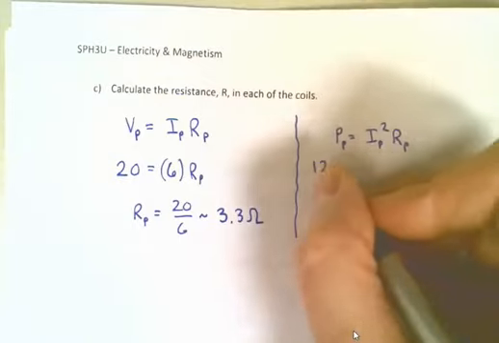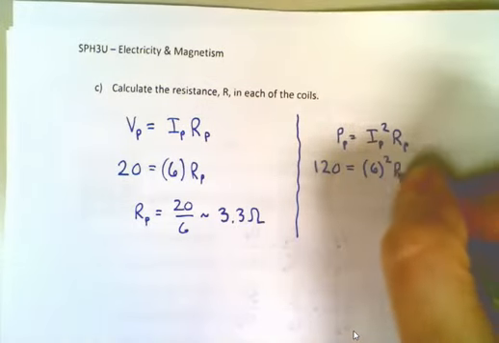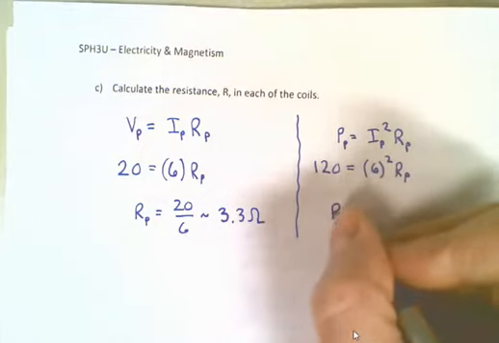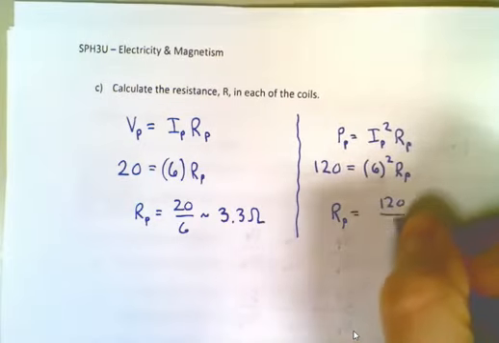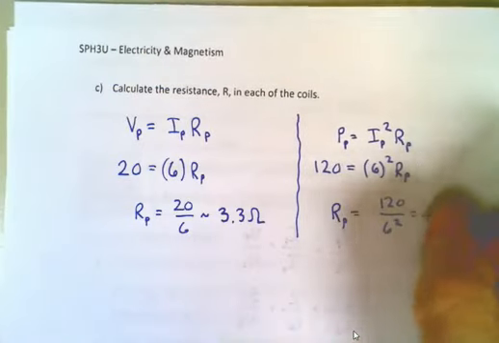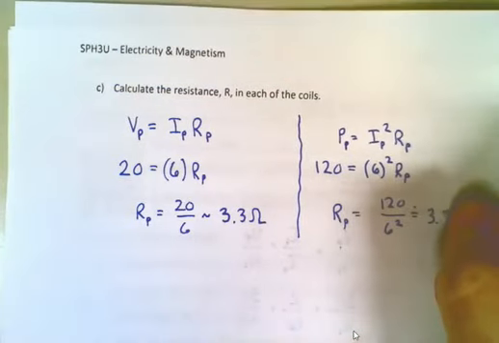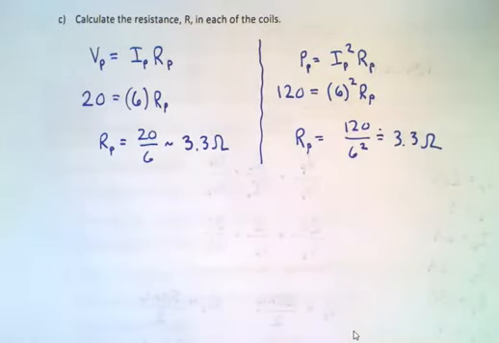You could have also done this using the power is equal to IP squared RP, like so. And we know the power is 120. We know the primary current was 6. And so what we end up with is RP is 120 over 6 squared, which gives us exactly the same result of approximately 3.3 ohms. Okay, so it doesn't matter which equation you use, it will work.